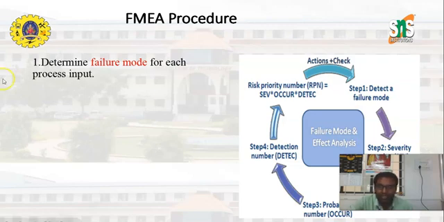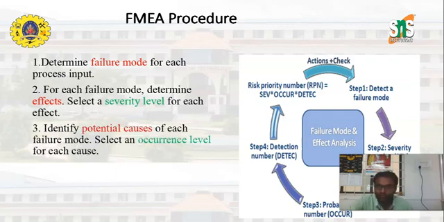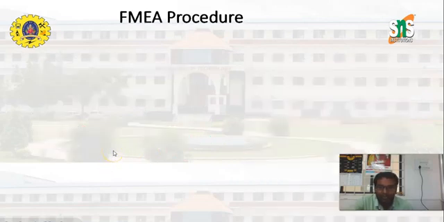The first important step is to determine the failure mode for each process input. For each failure mode, we want to determine its effects, and select the severity level for each effect on a 1 to 10 scale. The next step is to identify the potential causes of each failure mode, and select an occurrence level for each cause on a 1 to 10 scale.